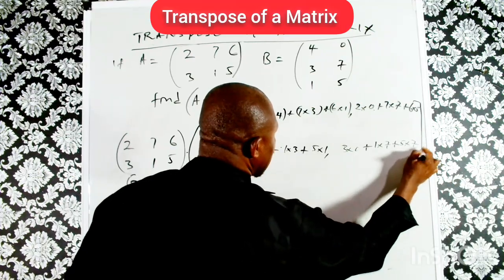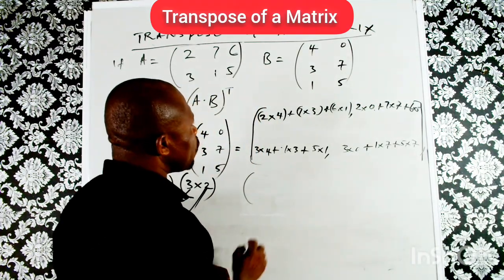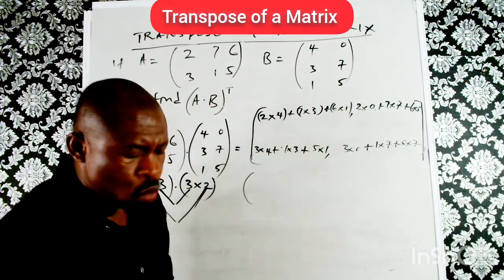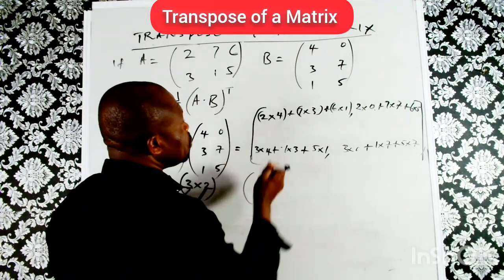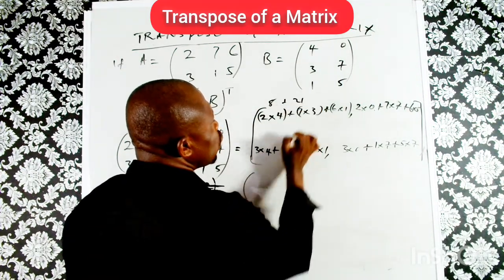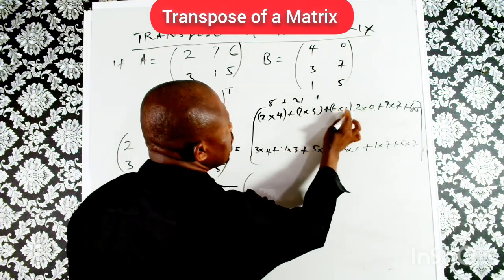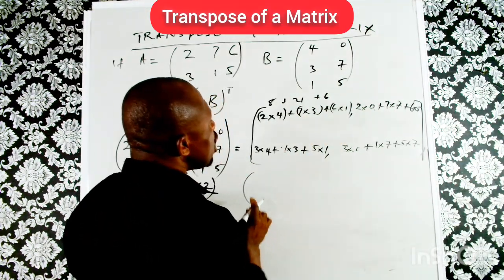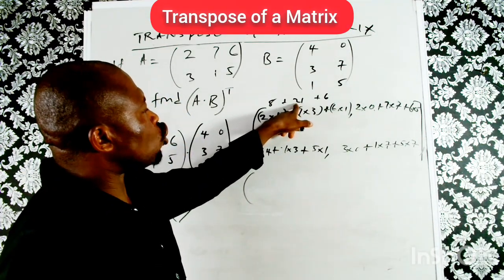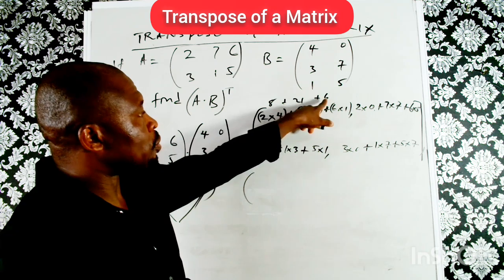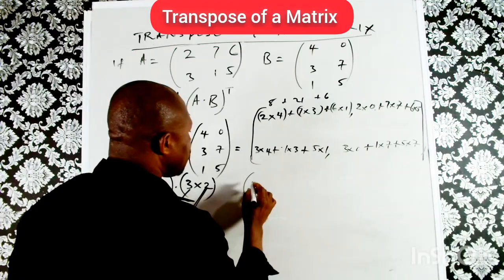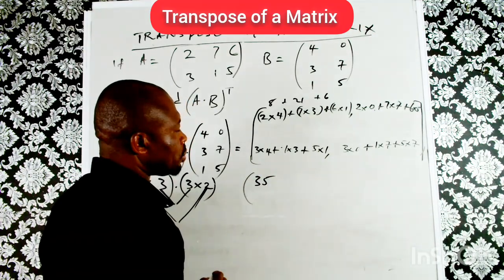So if we take it here, we'll now have 2 times 4. Of course, 2 times 4 will give us 8. So here will give us 8 plus 7 times 3, 21, plus 6 times 1, 6. So if we now add 8 plus 21 will give us 29. 29 plus 6 will give us 35. So I can have 35 here.